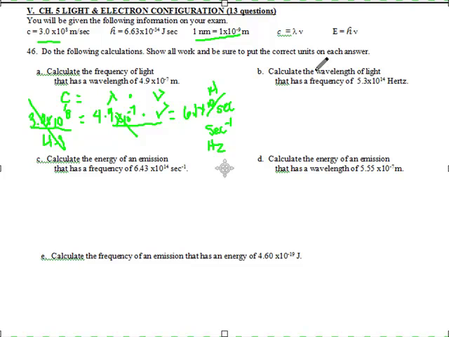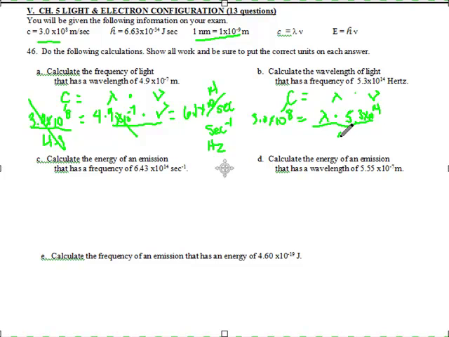Next one, B. Calculate the wavelength of light that has a frequency of that many hertz. So there's your frequency. Now you have to calculate the wavelength, but you still use the equation that has frequency and wavelength in it. So speed of light is always known. It's 3.0 times 10 to the 8th, and then meters per second. We don't know the wavelength. We're going to solve for that, so I'm going to keep that as my variable. And then my frequency is 5.3 times 10 to the 14th hertz, or how many times per second.